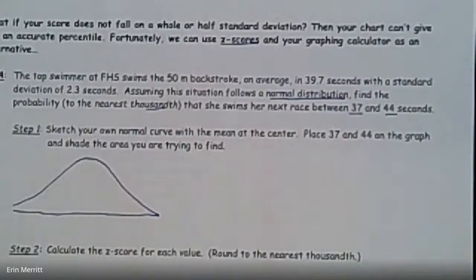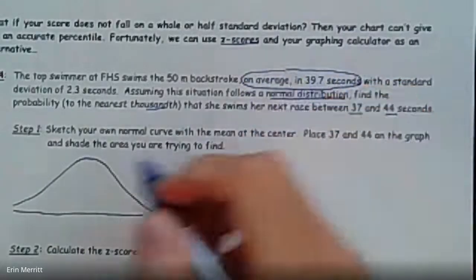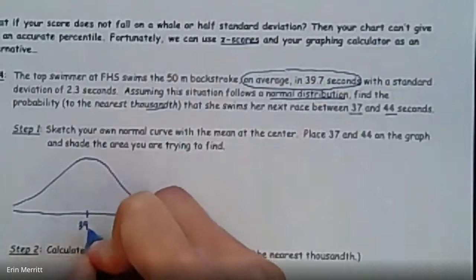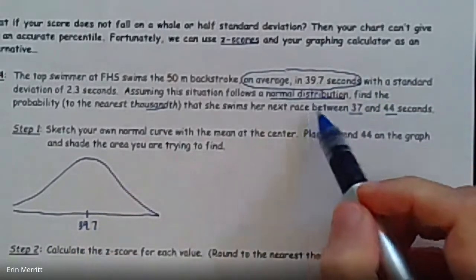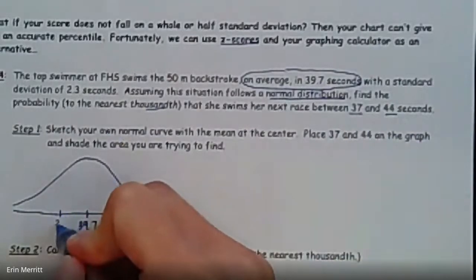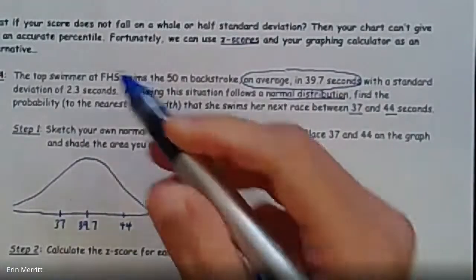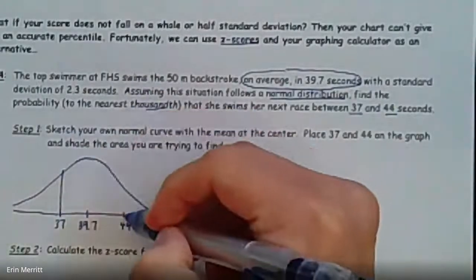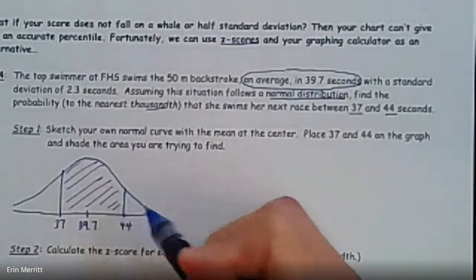All right. So on average, 39.7 seconds. So dead center is the 39.7, right? And then it's saying, what's the chance that she swims between 37 seconds and 44? So 37 would be below it. 44 would be somewhere above it. It doesn't have to be drawn perfectly to scale, but I want you to draw vertical lines, and we're going to shade off that area in between here.